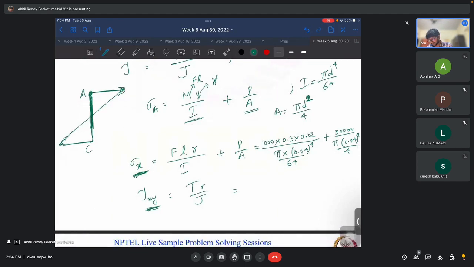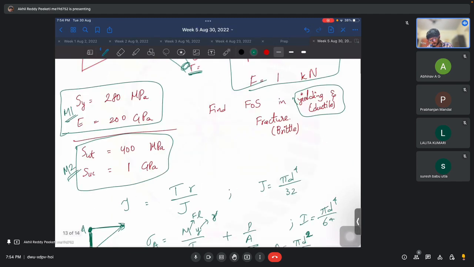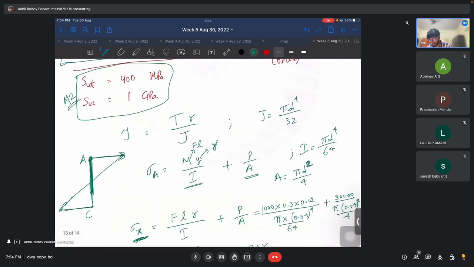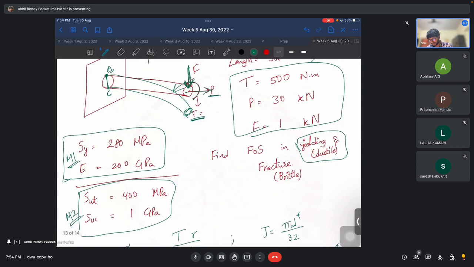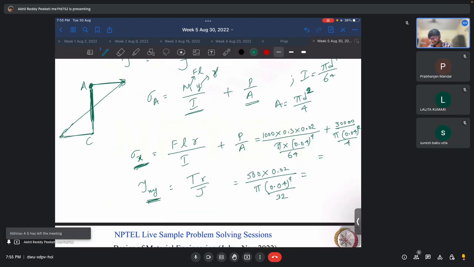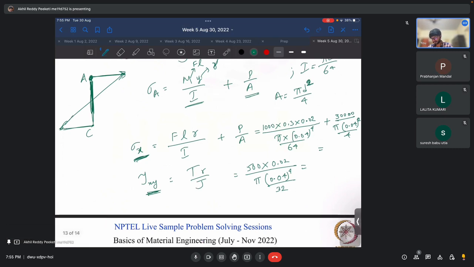And torque into R by J. So torque is given as 500 Newton meters, so 500 into radius 0.02 by J, so pi into d power 4 by 32. Okay. So can anyone calculate these values?